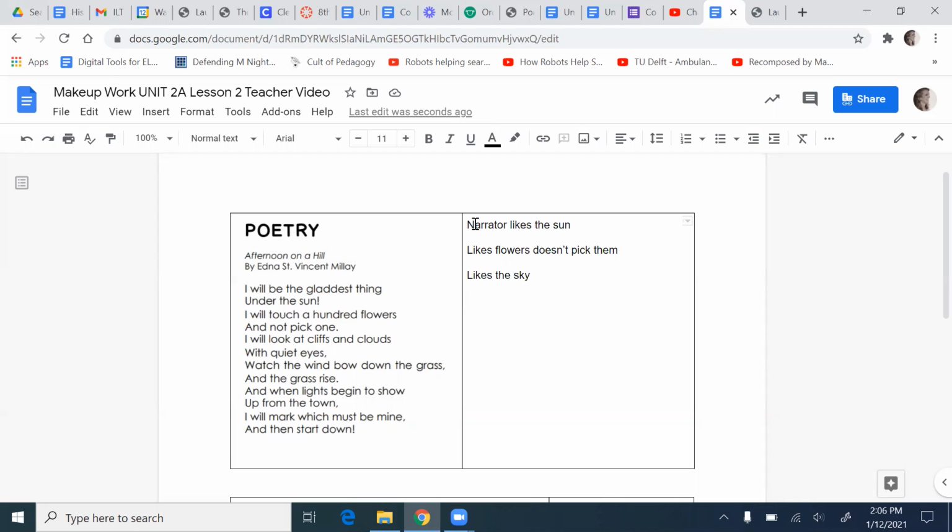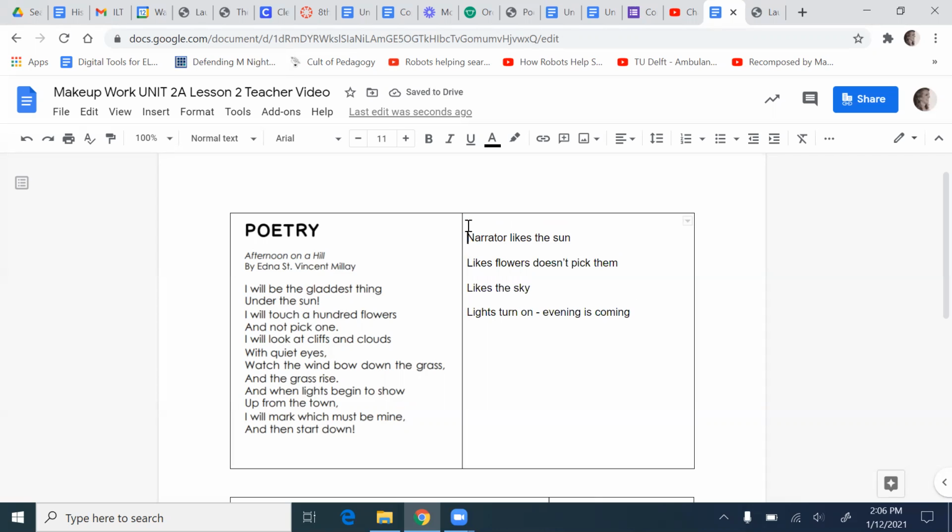And when lights begin to show up from the town, okay, so when the lights turn on, so evening's coming, I will mark which must be mine and then start down. Okay, a little stuck there. And then start down, so she's going down. That's as much as I got the first time. Okay, not bad. Let's go back. Let's start again and see what else we pick up.